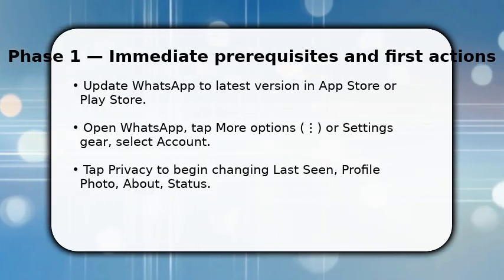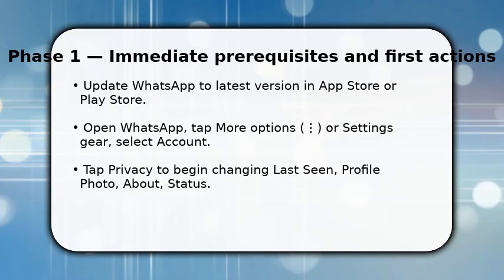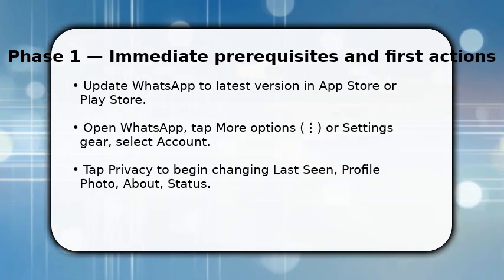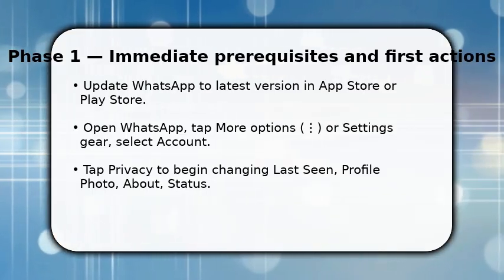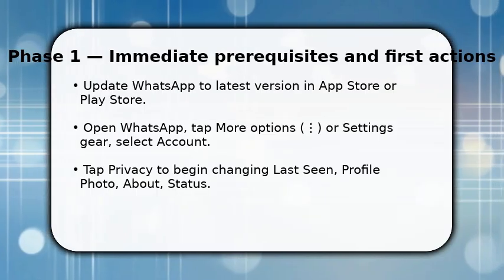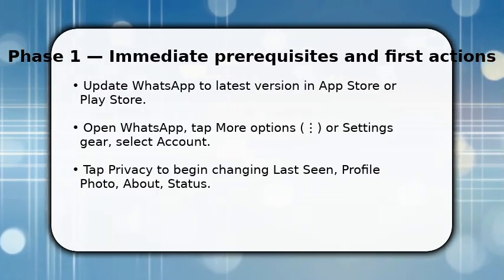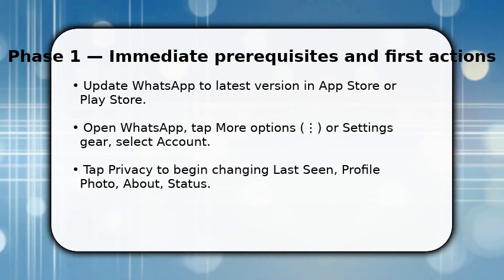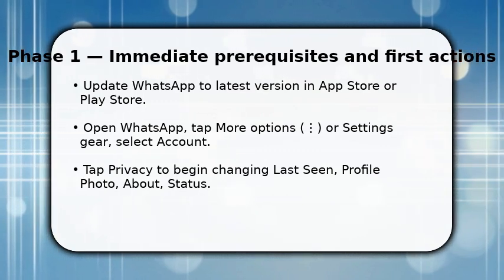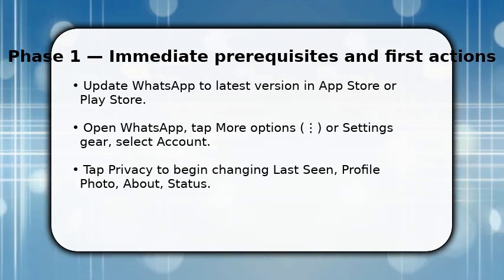You are doing this now because these items control who sees your last seen, profile photo, about, and status. Make sure your phone is unlocked and connected, then proceed to each item listed. This prevents surprises when you change visibility from everyone to my contacts or nobody.